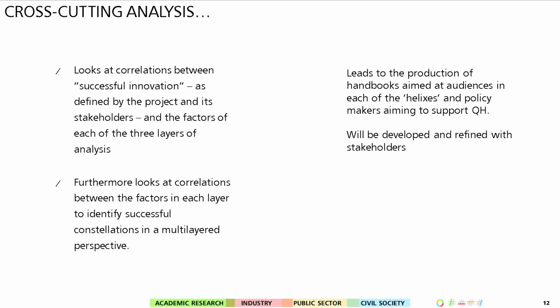We analyze the cases on each of the 3 layers. We want to understand how factors in each layer correlate with success of the collaboration, success defined as the collaborators define it. But we also want to understand how the different layers interact. Is there any kind of constellation of factors that lead to success, for instance, governance frameworks that help particular collaboration practices to succeed? All of this then leads to the production of a series of handbooks aimed at practitioners in each of the different helixes, and a handbook for policymakers to support quadruple helix innovation. And these will be developed and refined with stakeholders.